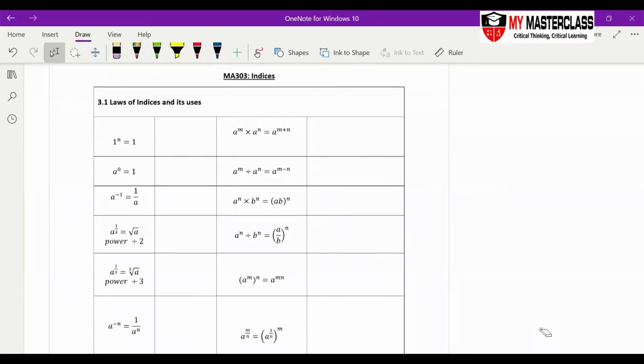First and foremost, 1 to the power of any power is 1. 1 to the power of 10 is 1. Even 1 to the power of 99 is still equal to 1. So 1 to the power of anything is equal to 1.